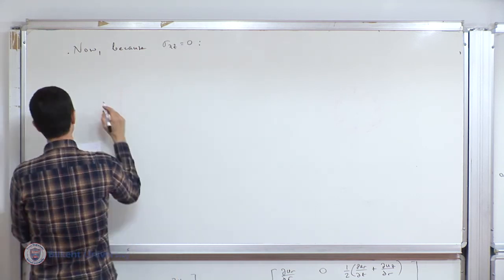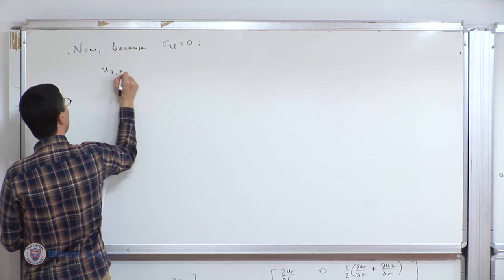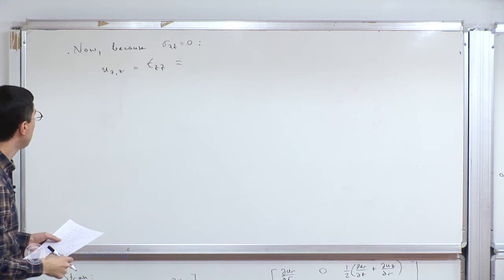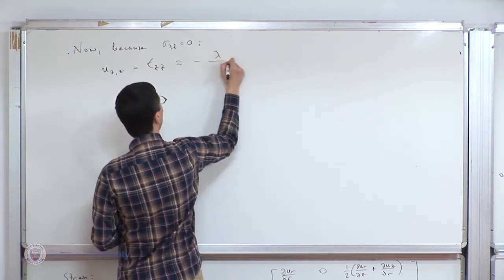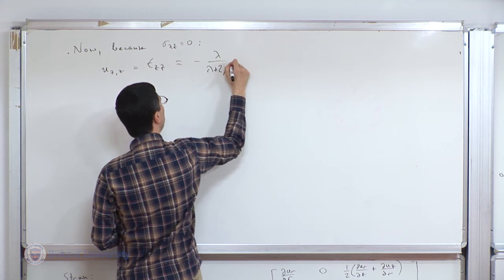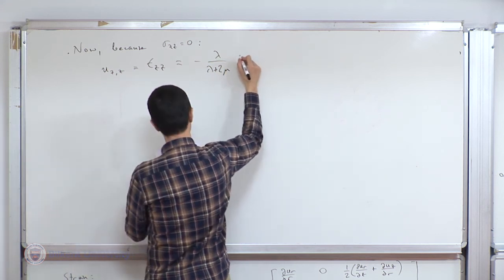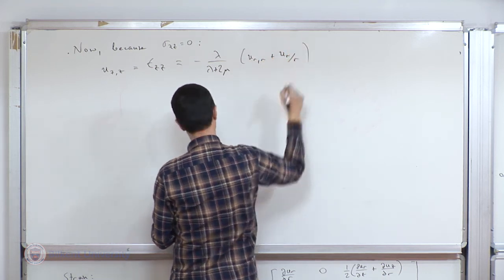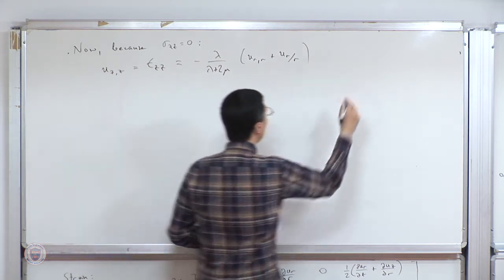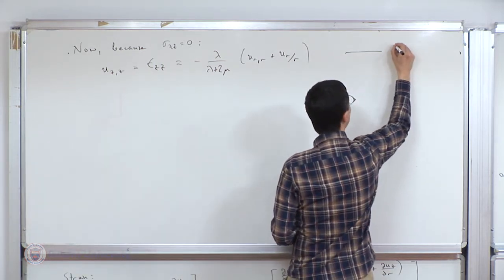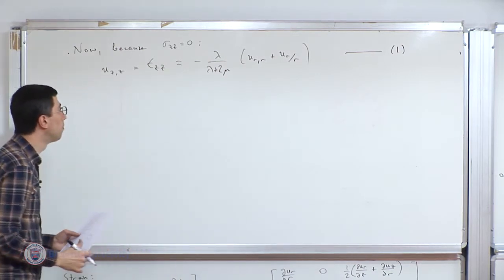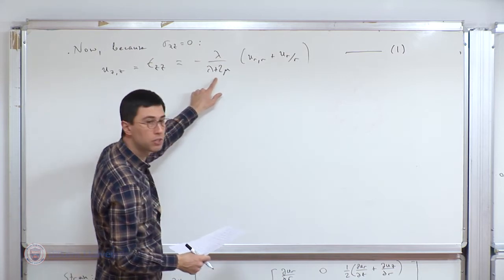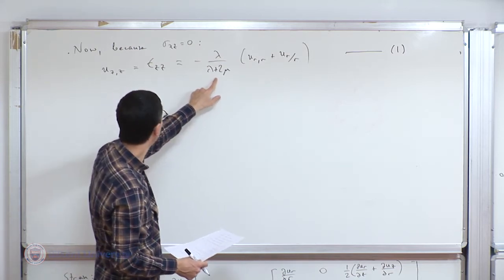So because sigma ZZ is 0, epsilon ZZ, remember, that's equal to U_Z,Z, and that is equal to minus lambda over lambda plus 2 mu times (U_R,R plus U_R over R). I will call this equation number 1, okay? At some point we will need it. And notice that this is, again, 2 times the Poisson ratio.